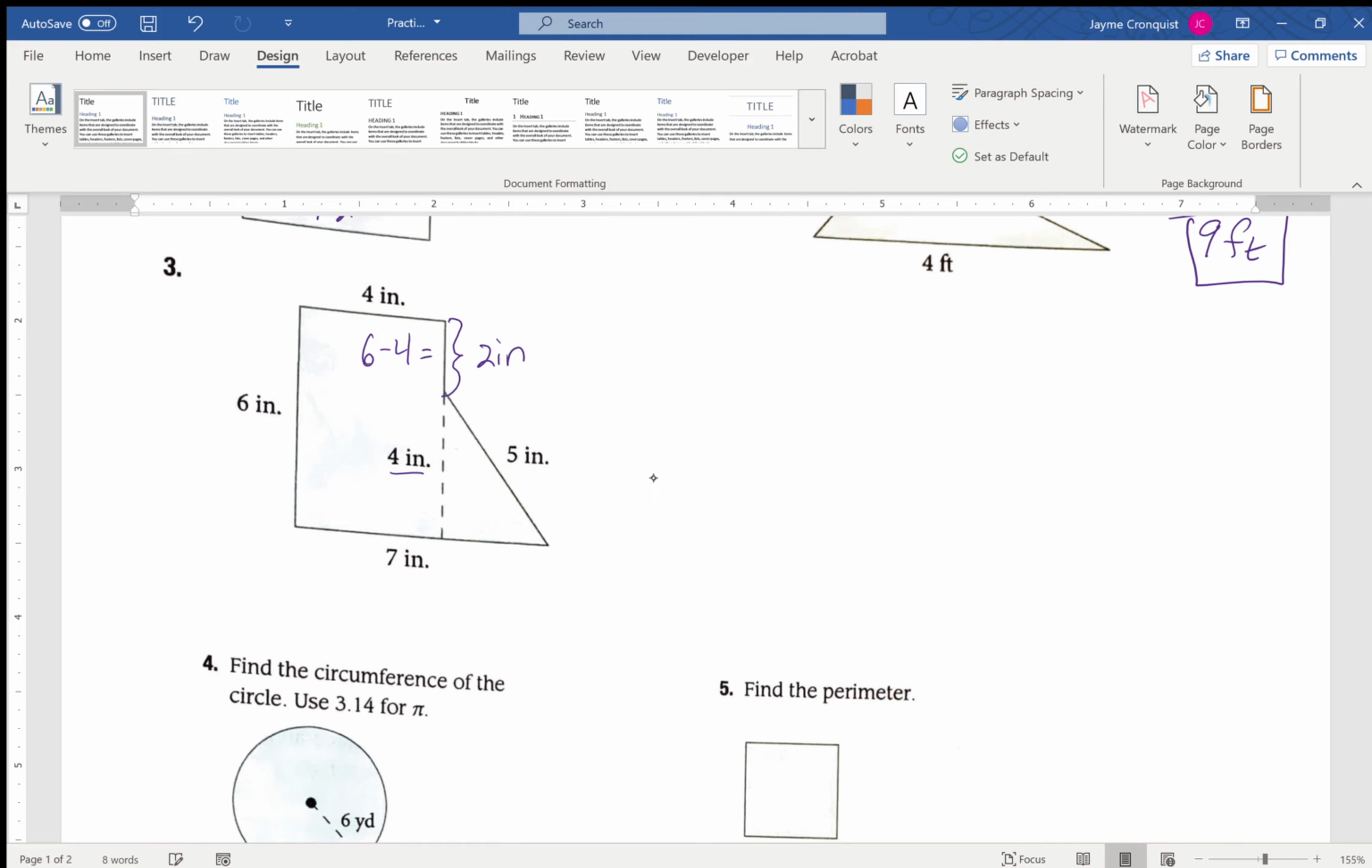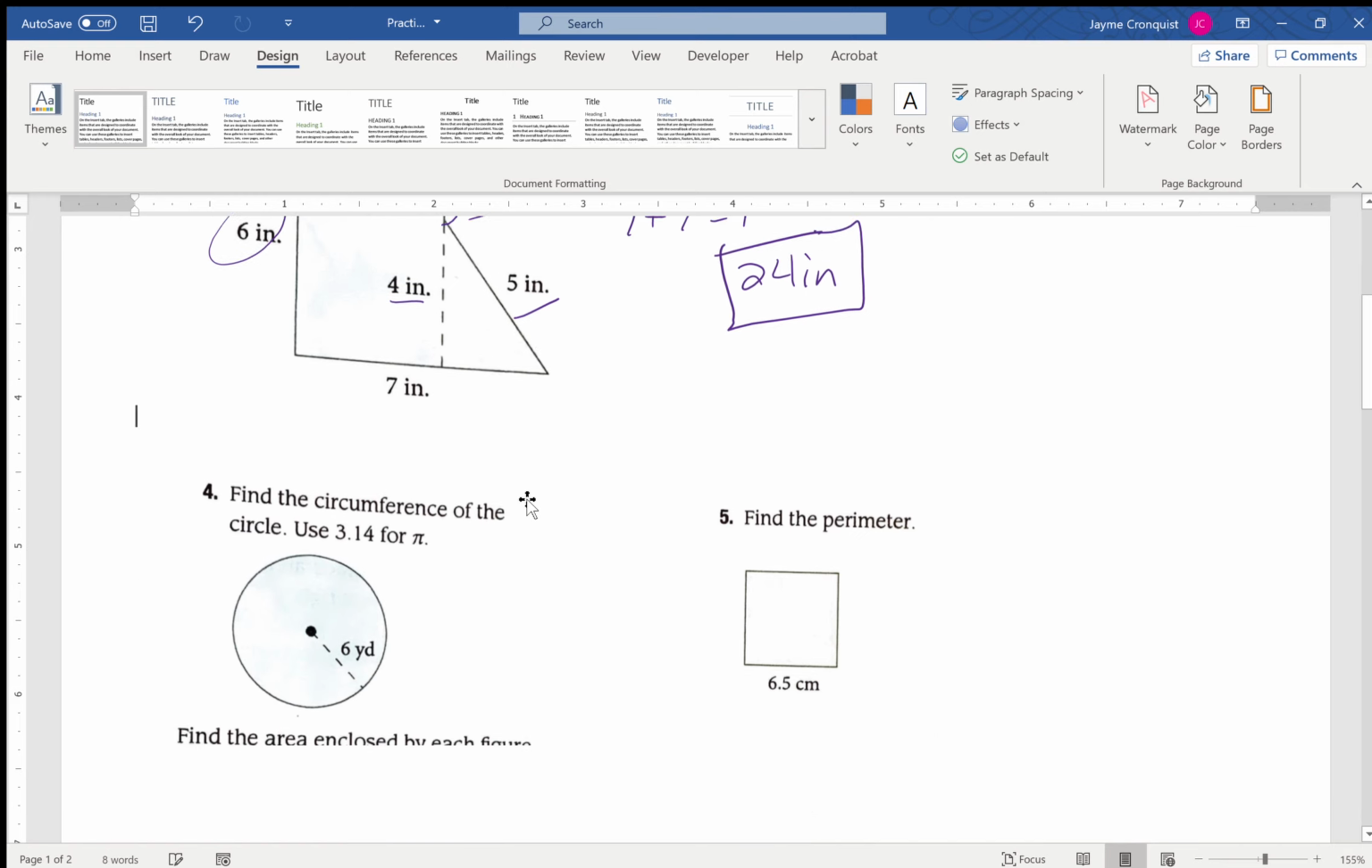So we're going to add them all together. So we have 6 and 4. That's 10. And we have 2 and 5 is 7, plus 7 is 14. We add those together, and we have 24 inches.